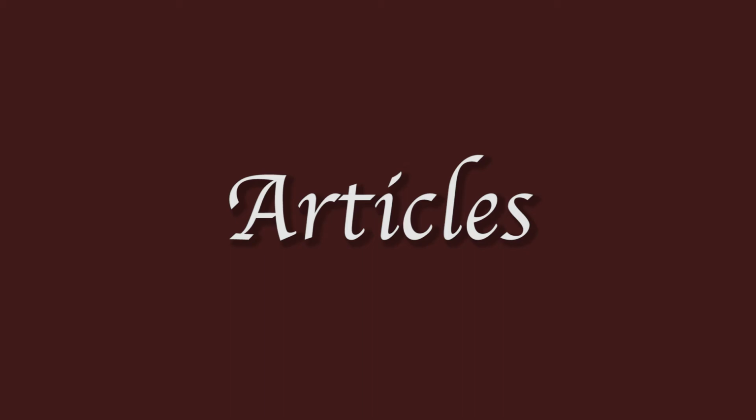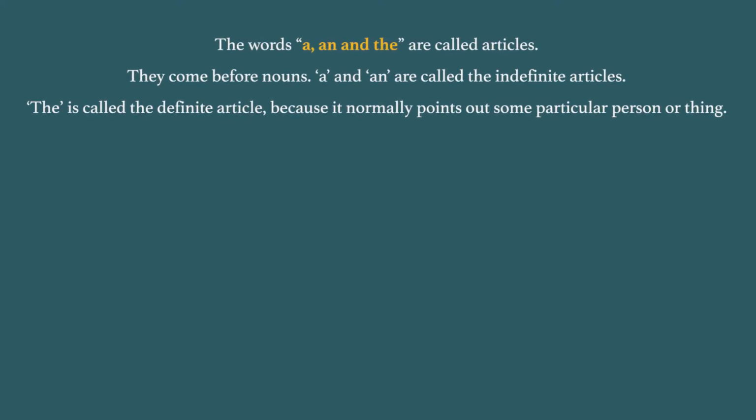Hello, friends. Today's topic is articles. The words a, an, and the are called articles. They come before nouns. A and an are called the indefinite articles. The is called the definite article because it normally points out some particular person or thing.